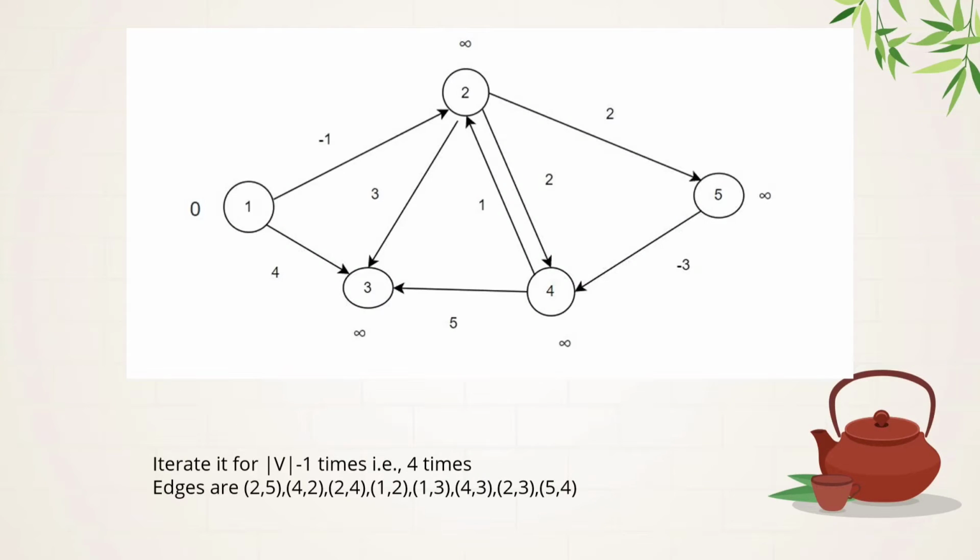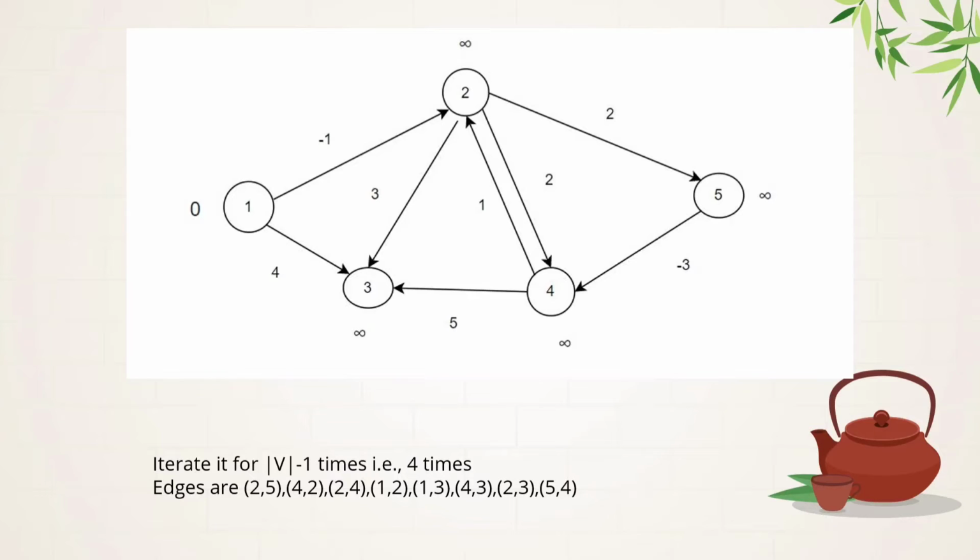This is the directed graph. We iterate it for V minus 1 times. That is, we have 5 vertices here, so we iterate 4 times. The edges are (2,5), (4,2), (2,4), (1,2), (1,3), (4,3), (2,3), (5,4). This is the order that we are going to follow.